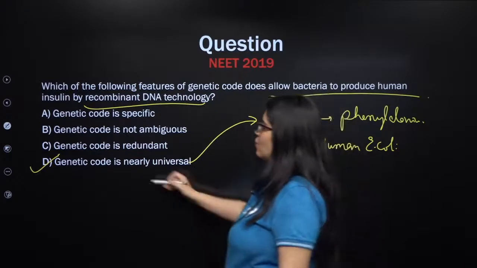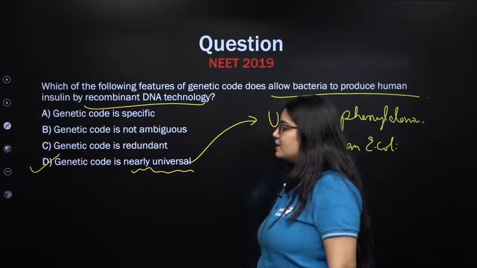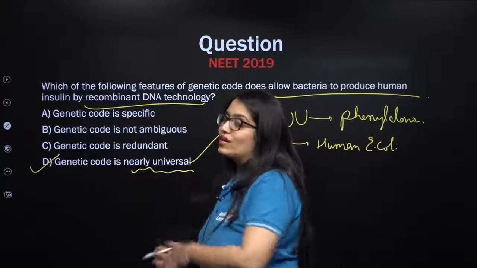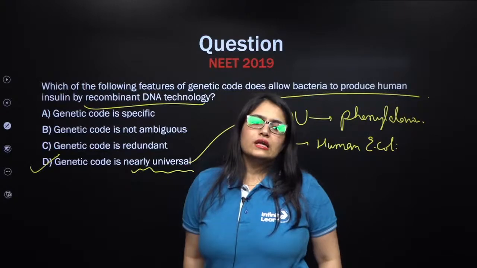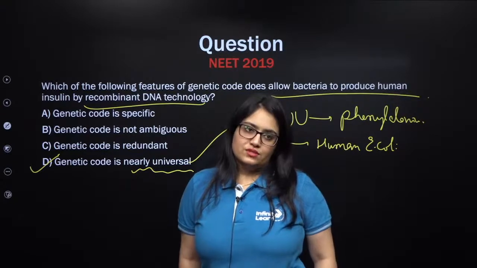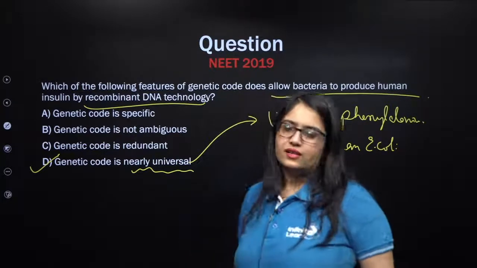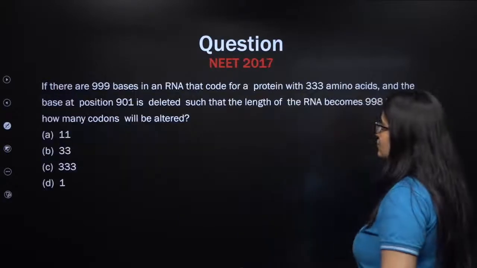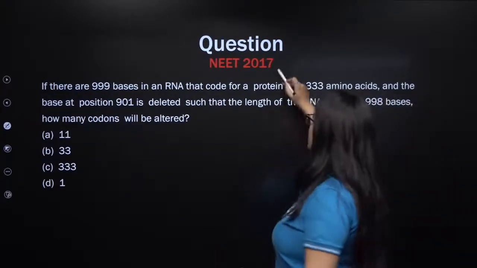But if you are wondering why the genetic code is not completely universal, it is because there are some exceptions, which make the genetic code nearly universal. The exceptions you can find in mitochondrial DNA and sometimes in some protozoans, but nearly it is universal. Next question, that's a pretty good question.